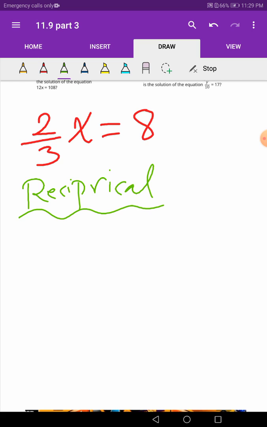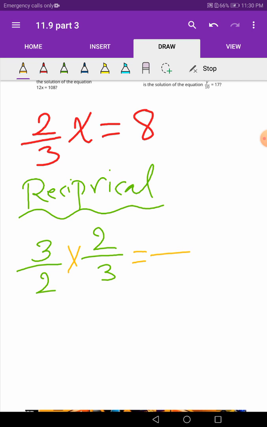The reciprocal of a fraction means the same fraction but flipped upside down. So the reciprocal of 2 over 3 is 3 over 2. Now you are asking yourself, what is the purpose of this? The purpose is that when you multiply a fraction by its reciprocal, you will always get 1. What? How is that? Let's see.